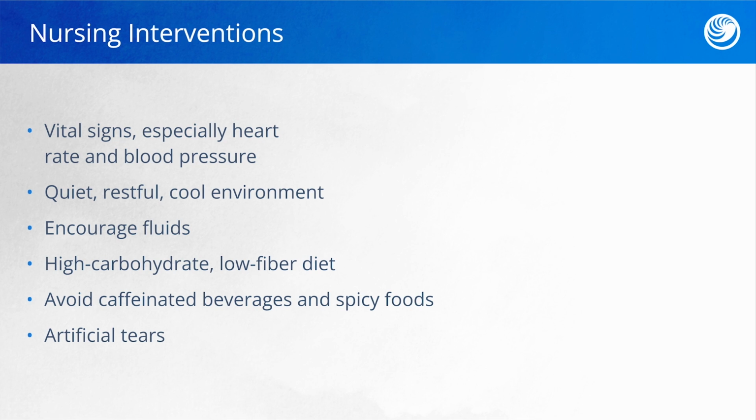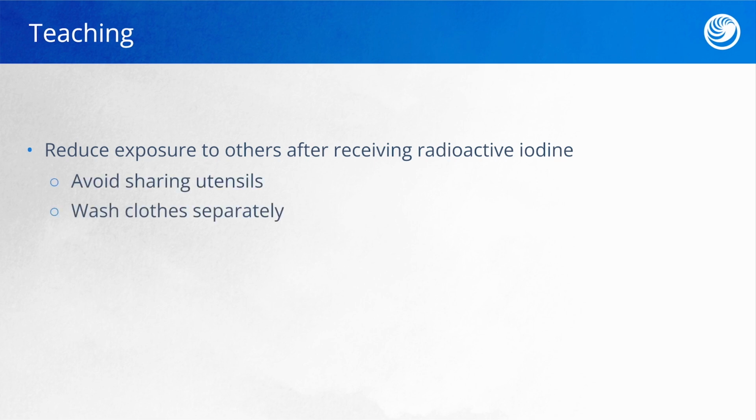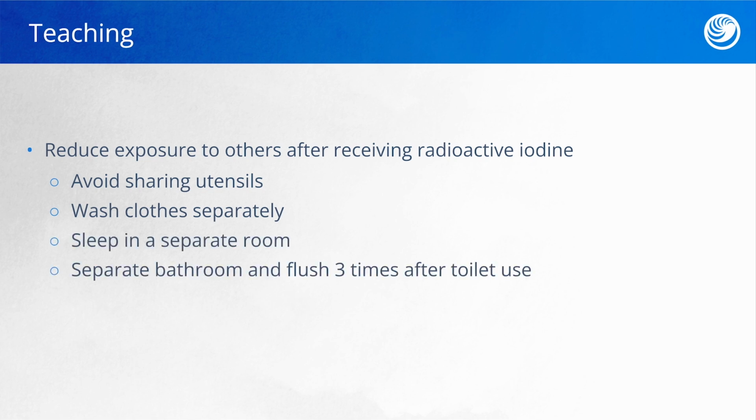Because clients receiving radioactive iodine therapy can emit radiation to others, the client should be taught to avoid contact with close family and friends for a period of several days following therapy. To accomplish this, the client should avoid sharing utensils with others, wash their personal clothes separately from other individuals, sleep in a separate bedroom, utilize a separate bathroom, and make sure to flush at least 3 times before leaving, and avoid pregnancy for 4 to 6 months following administration.